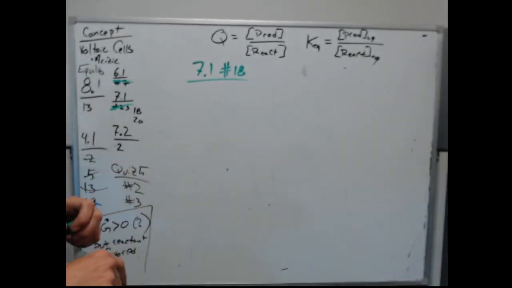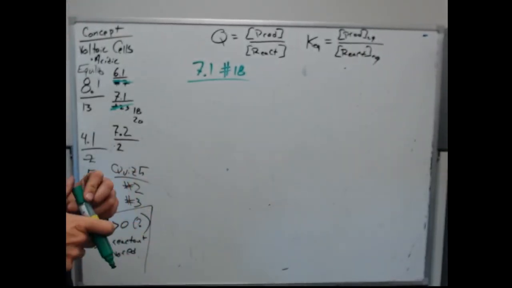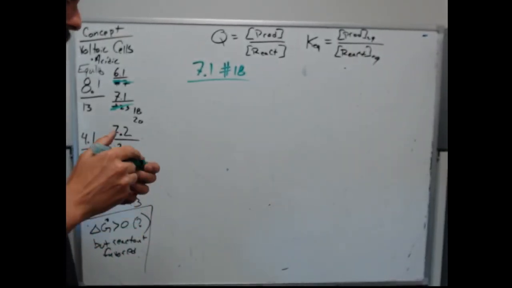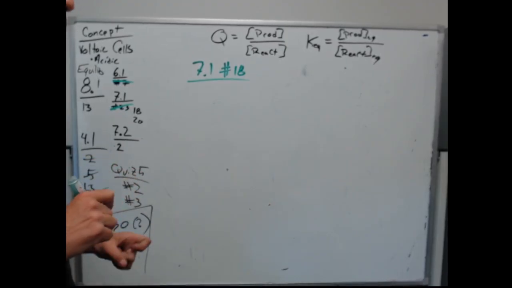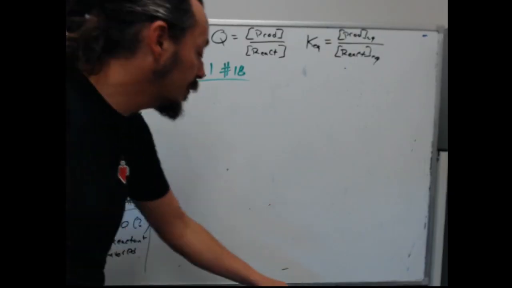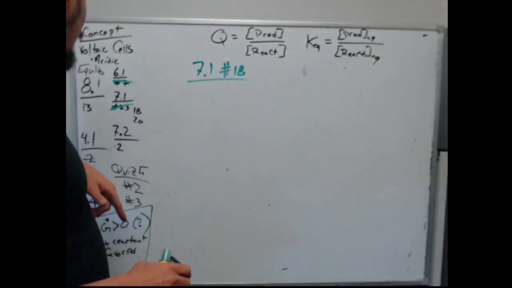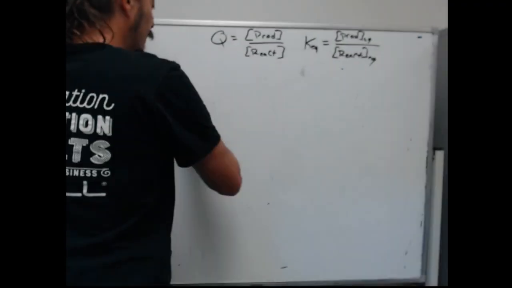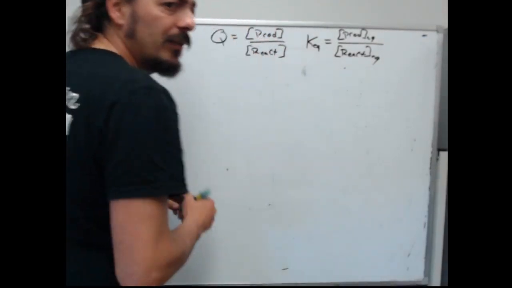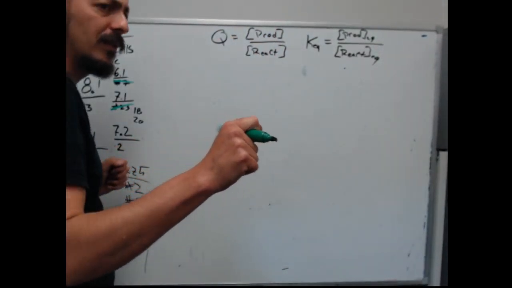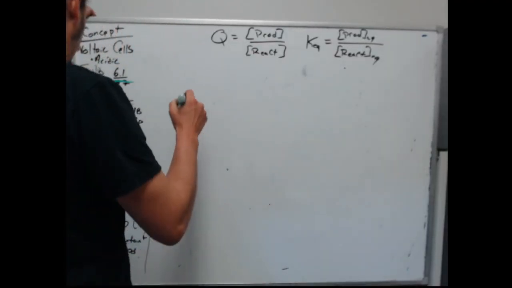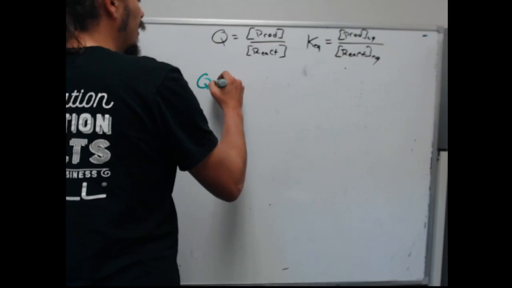Number 18. Actually, this is about predicting E cell, but let's switch to quiz 5 where we've got some of those equilibrium problems. And then we'll jump back to 7.1, 7.2, 8.1. So let's look at quiz 5. Who else was asking about quiz 5? What did you have for your quiz 5 number 2?